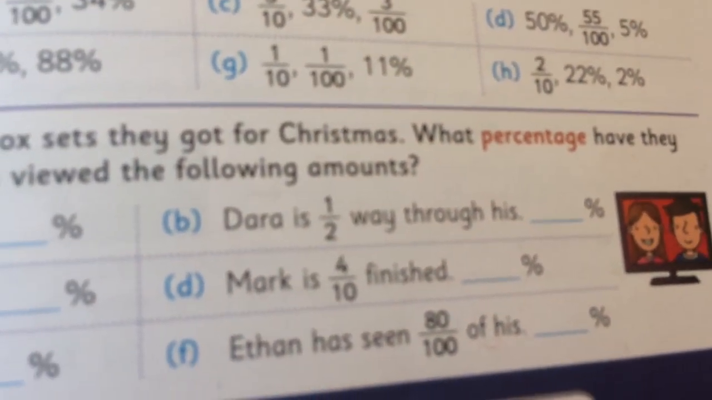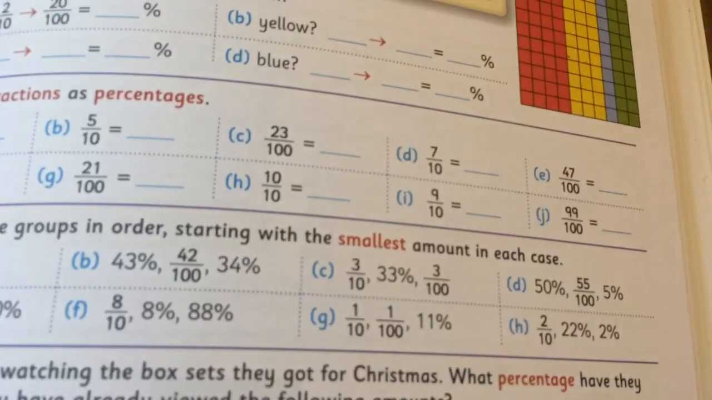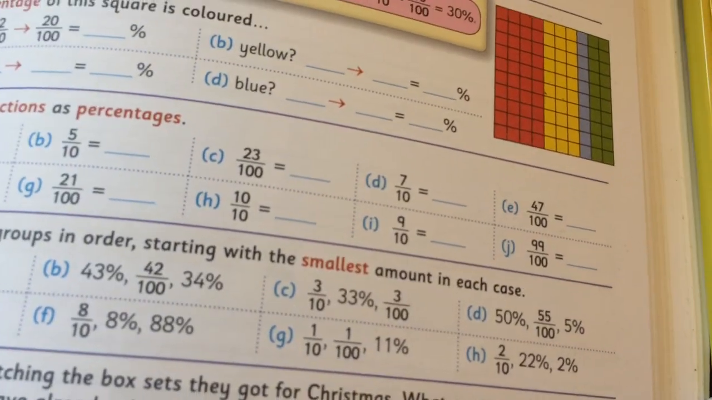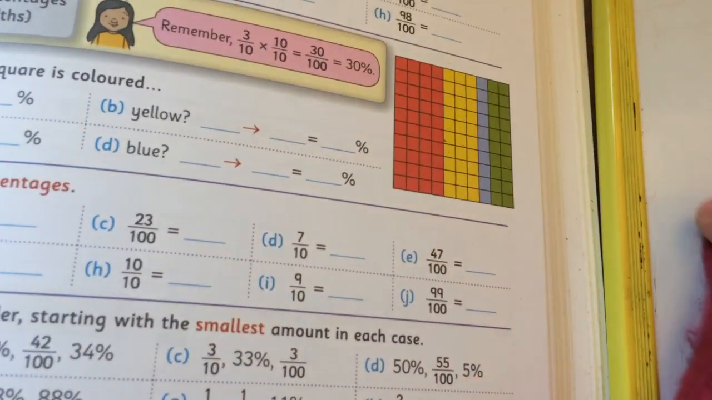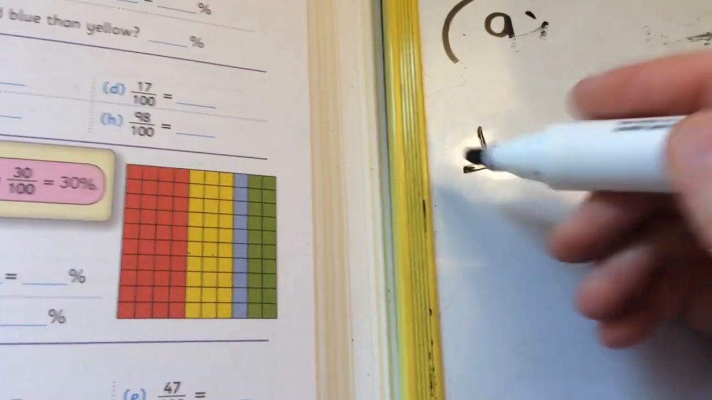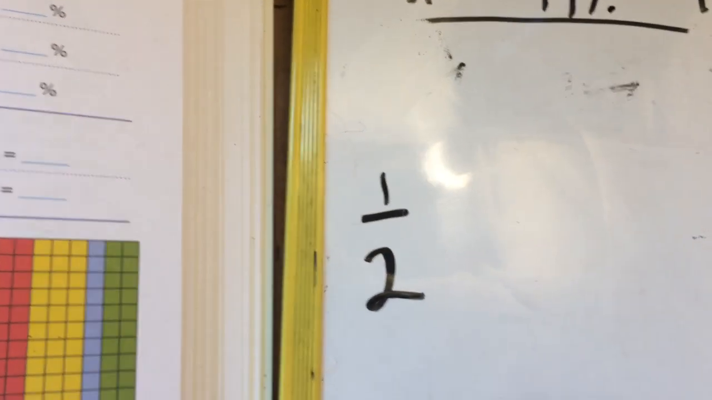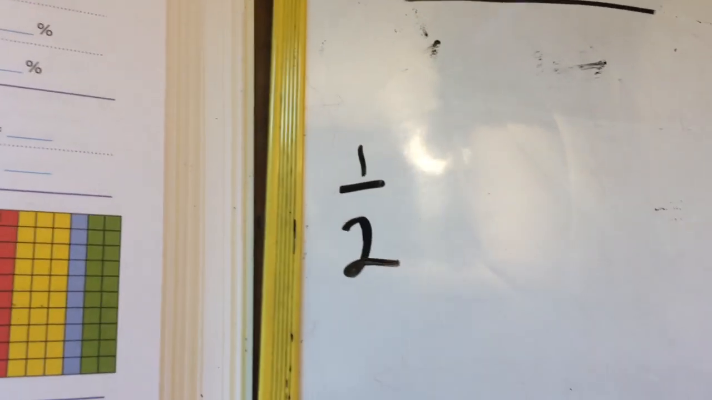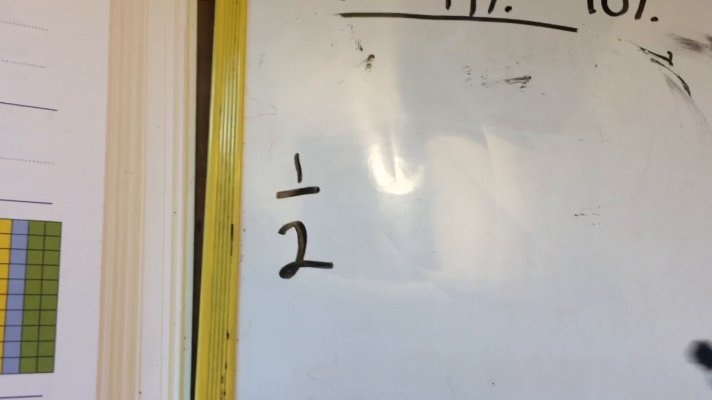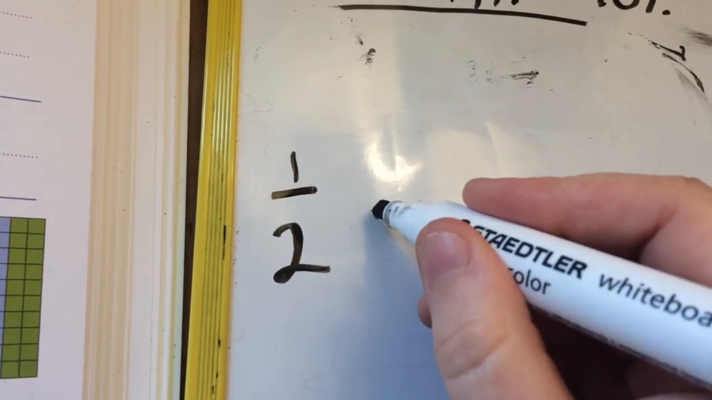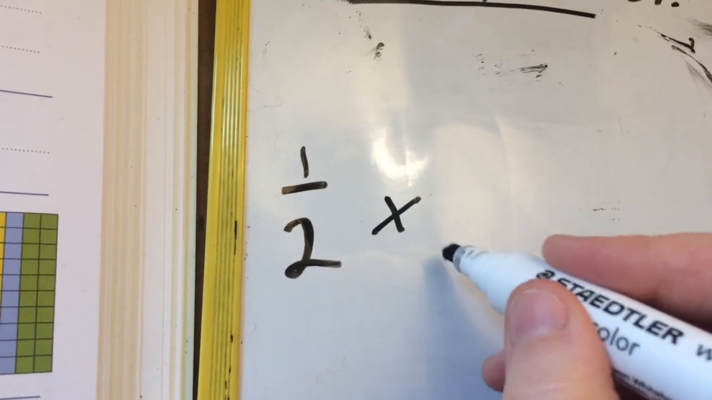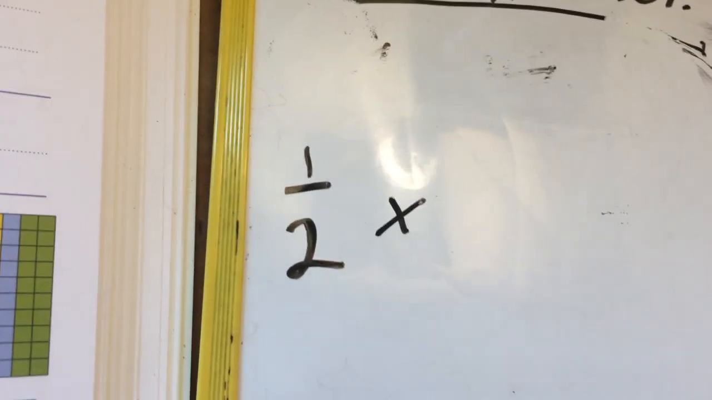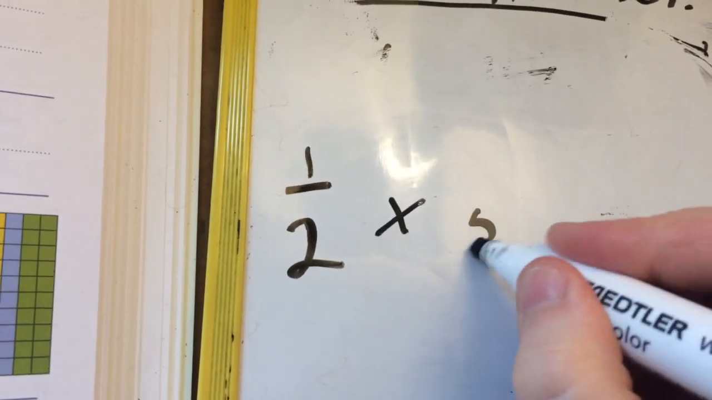Dara is halfway through his. Oh my gosh. So Dara, they're giving us a different type of fraction to change into 100. Okay, so here we go. 1/2. How do I change 1/2 into a percentage? Again, we know that we have to make the bottom half up to 100. We have to make it into hundredths as a fraction. So what do we multiply 2 by to get to 100? We multiply it by 50.